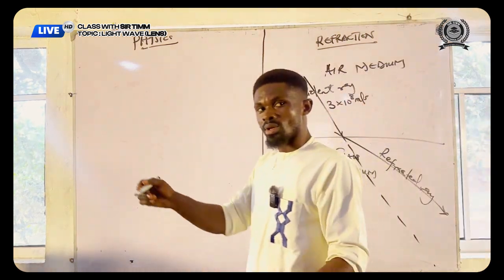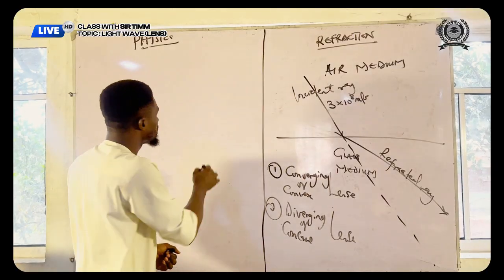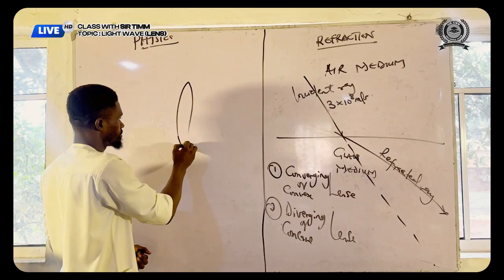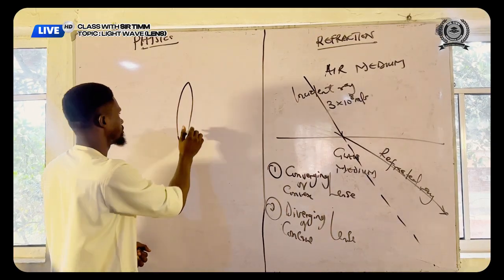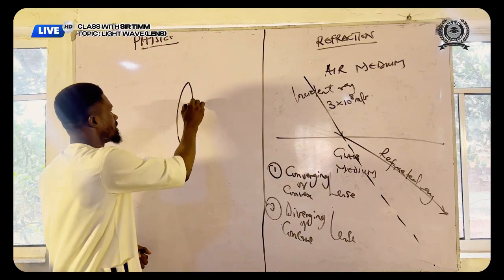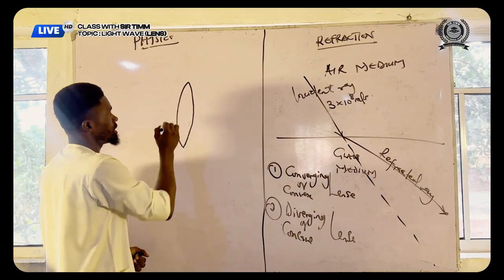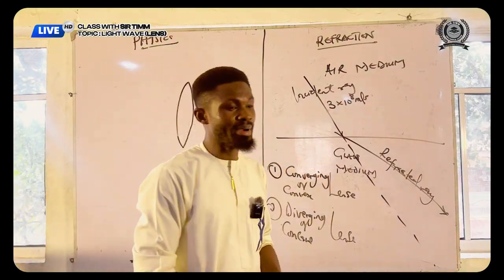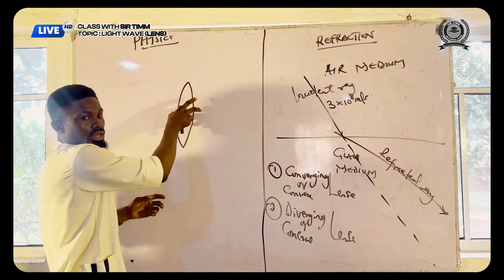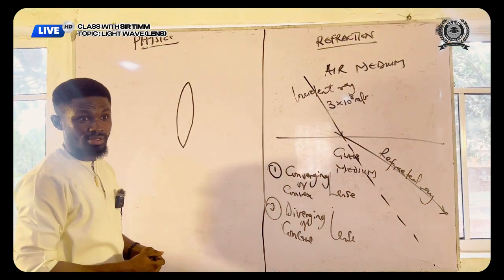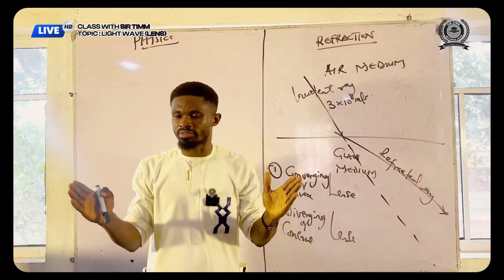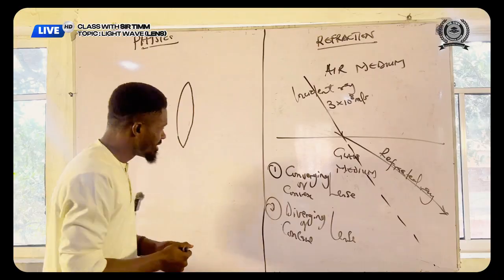Now look at the board. Now, this is a convex mirror. Am I communicating? These guys are the reflective surface. Am I communicating? The outside, normally convex, the outside is the reflecting surface, isn't it?